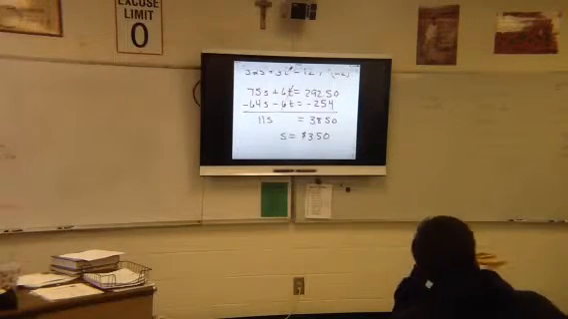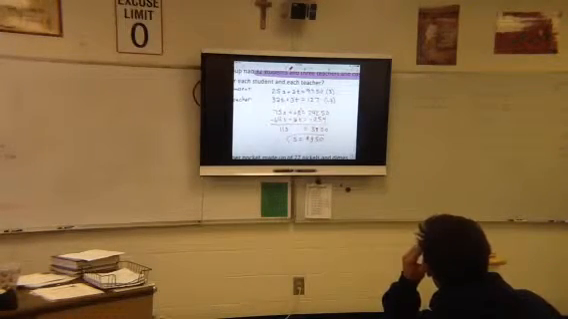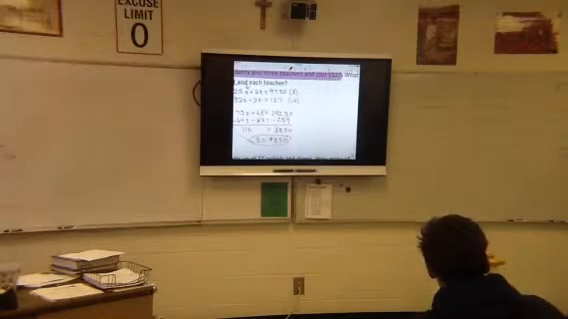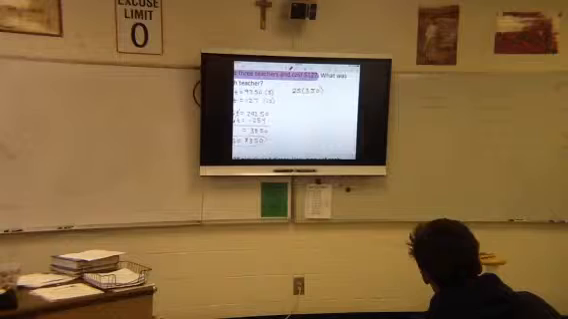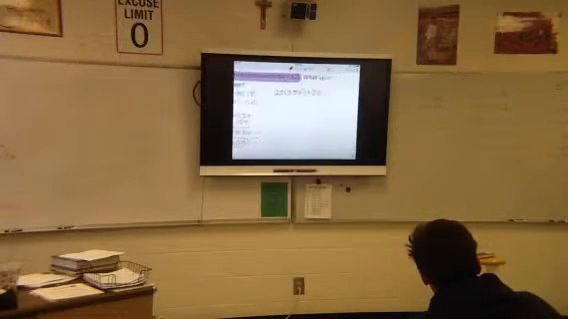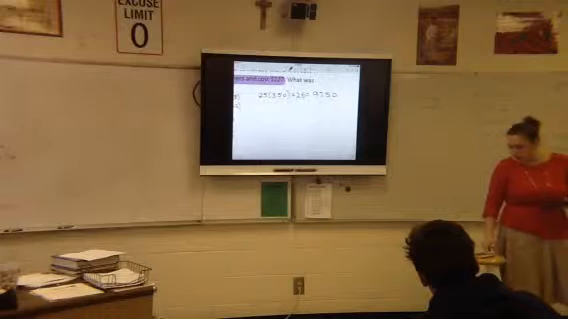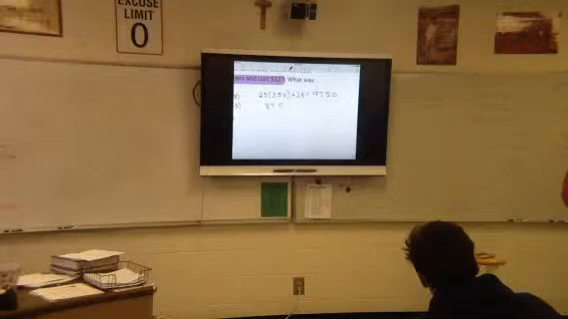Now, where do you want to plug that back in? The top it is, so we're going to plug this in for S. I'm going to take 25 times 3.50 plus 2T equals 97.50. Everybody okay with that? 25 times 3.50, what did you get? 87.50 plus 2T equals 97.50.